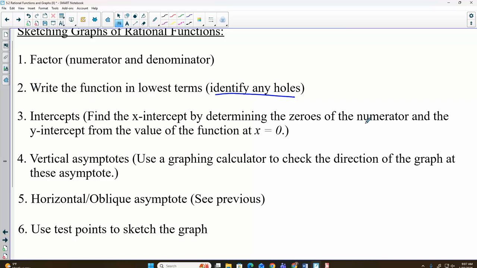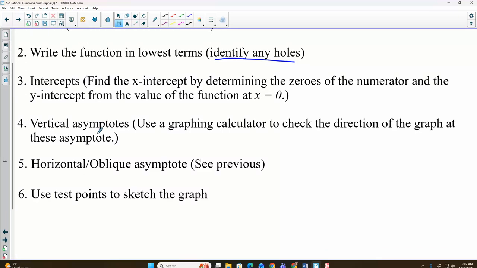Then we're finding x and y intercepts. So x-intercepts are when y equals 0. Y-intercepts are when x is equal to 0. We'll write down our vertical asymptotes, our horizontal and oblique asymptotes, and then we will use test points to draw the final graph. So these will be the steps that we go through when we graph it. All things that we've done individually, but we will put it all together in one problem and get the information to put on our graph.